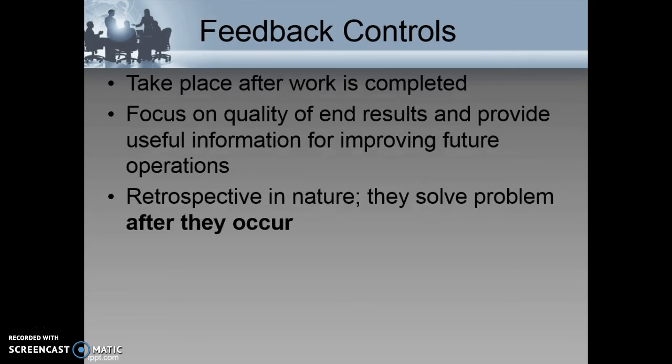And finally, we have feedback controls. These take place after the work has been completed. In this case, we're focusing on the quality of the end results, providing useful information for improving future operations. So in this case, sort of what's done is done. We can't fix any mistakes we've made in the past, but we can prevent them for the next time through. It's very retrospective in nature. They solve the problems after they occur.